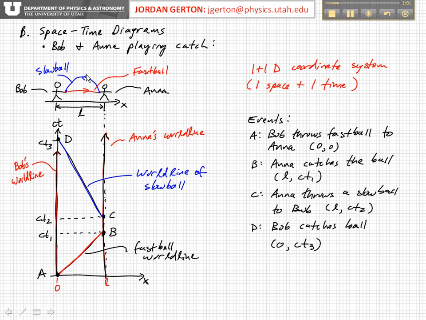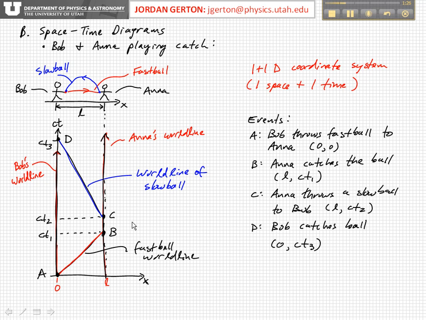So what we do is that we take this situation, this physical picture, and we convert it into a graph, a space-time diagram. We have a set of coordinate axes, where we have x on the horizontal axis and CT on the vertical axis. Again, CT has units of length, so both of these axes have units of length.